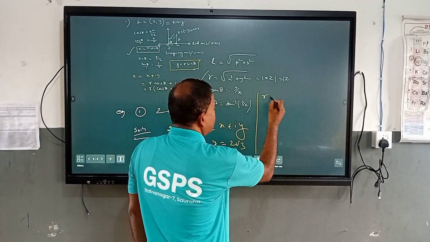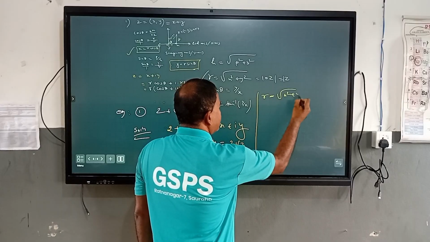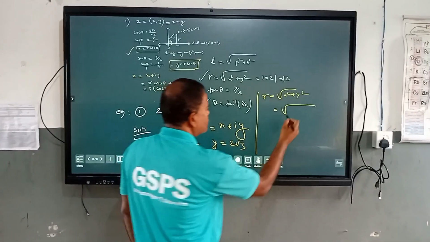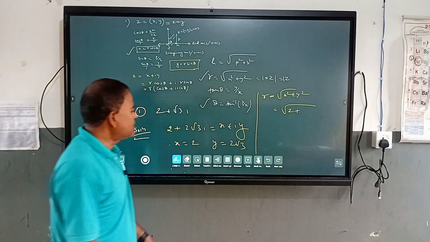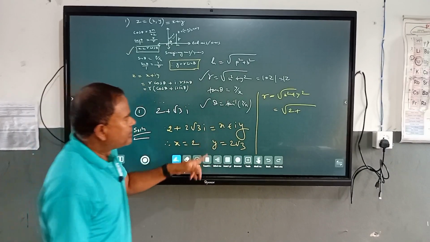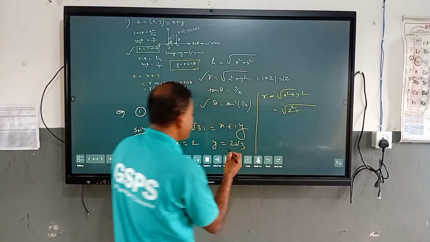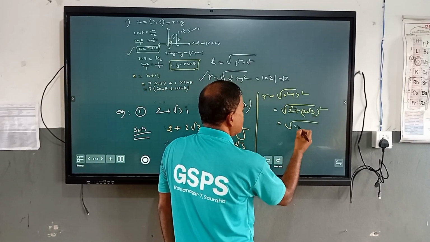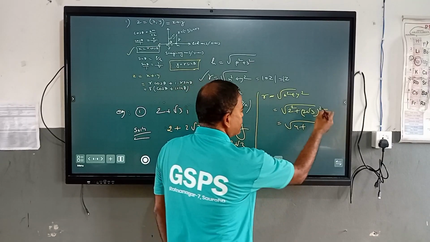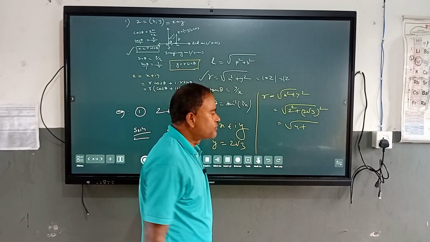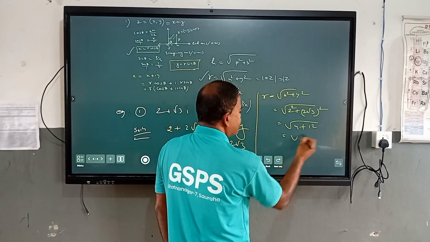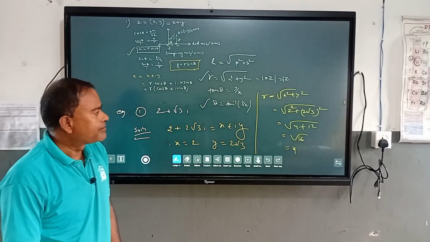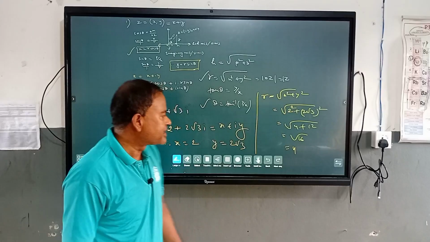So we know that r equals root x square plus y square. X means 2, so 2 square, and y means 2 root 3, so 2 root 3 square. So 2 square means 4, and 2 root 3 square means 4 times 3, which is 12. So 4 plus 12, square root of 16 we get 4. So this is the value of r, that means the modulus of the given complex number.